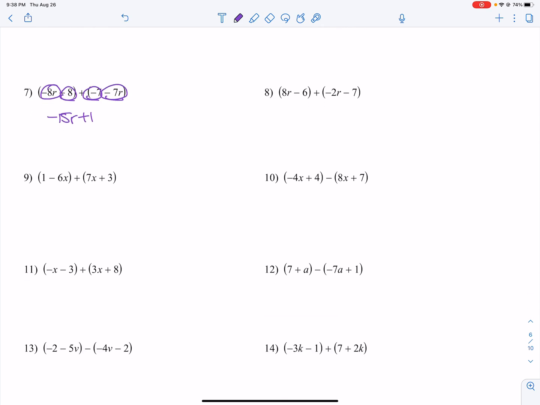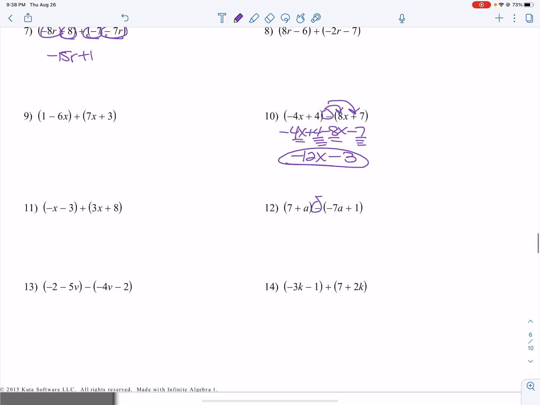Okay. 10, I'm going to distribute my negative to both terms. So I get negative 4x plus 4 minus 8x minus 7. So I get a negative 12x there. And I get a negative 3 there. Okay. And then let's see. Let's try 12. So I distribute again the negative. So I get 7 plus 7a minus 1. My 2 a's here give me an 8a. And then I have a 7 minus 1, which is a positive 6.